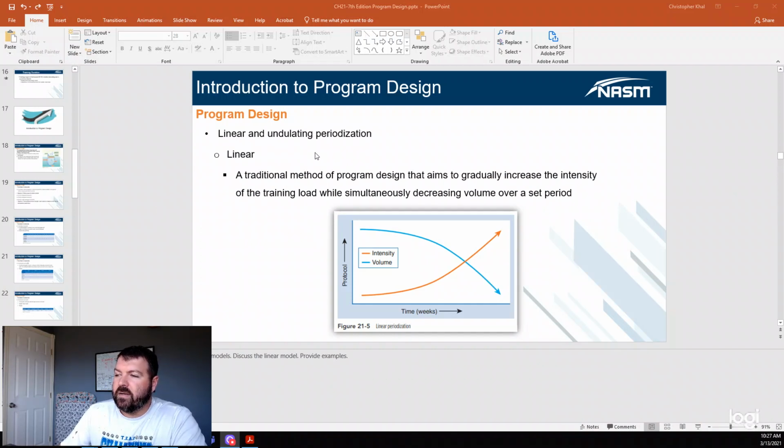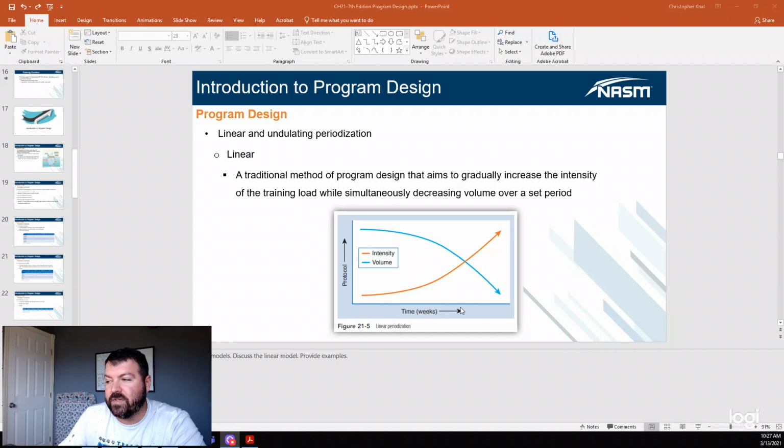So a little bit about linear stuff. The traditional method of program design aims to gradually increase the intensity of the training load while simultaneously decreasing the volume over a specific period. Okay, so remember, volume and intensity are usually never linear. Say over time, the intensity is obviously going to go up, and then the volume is going to go down.